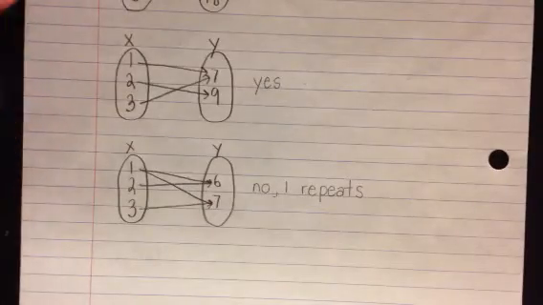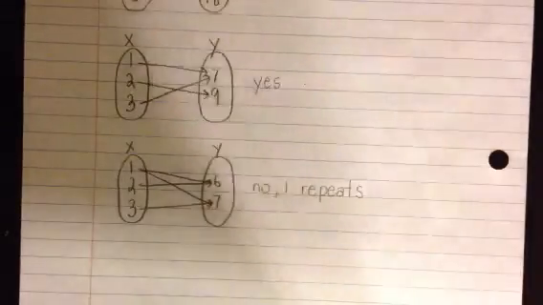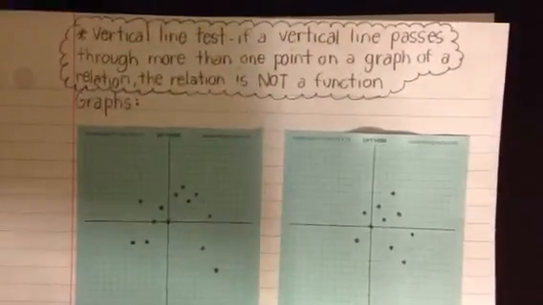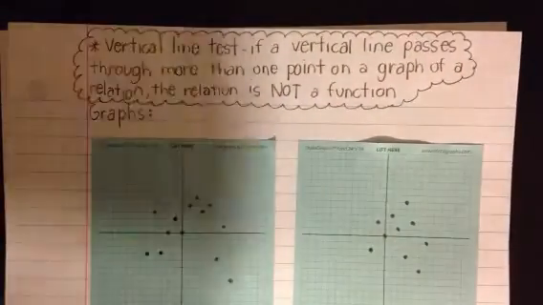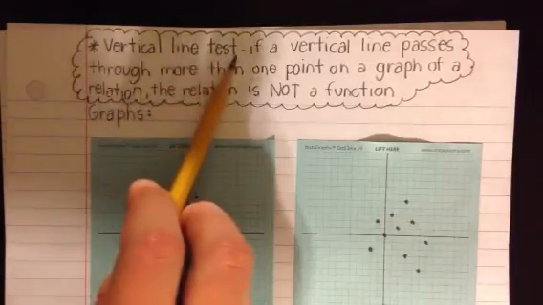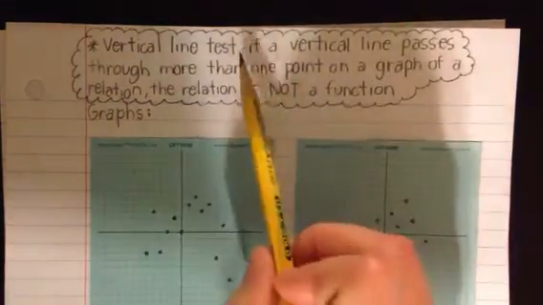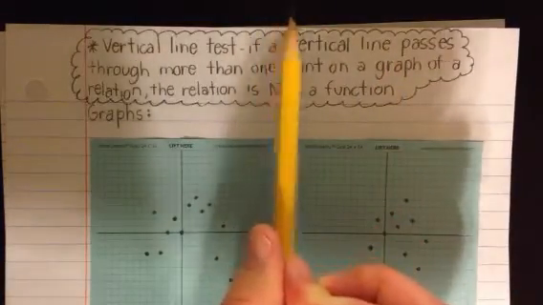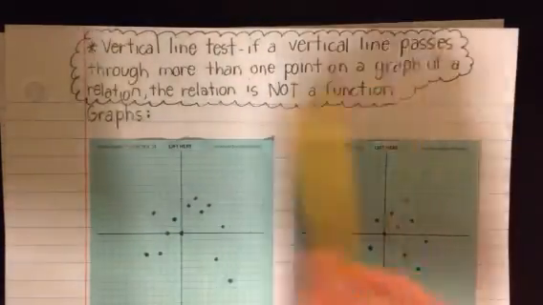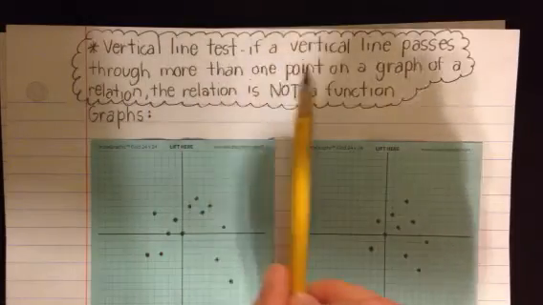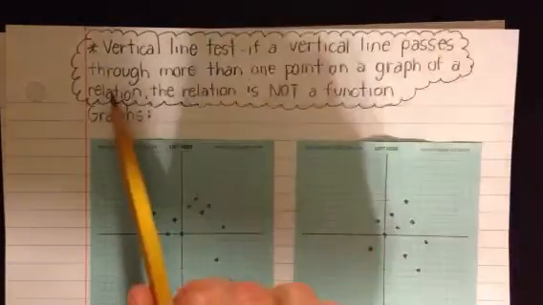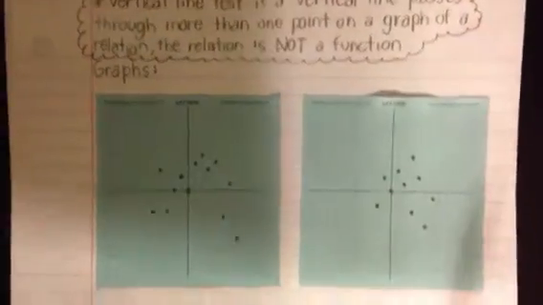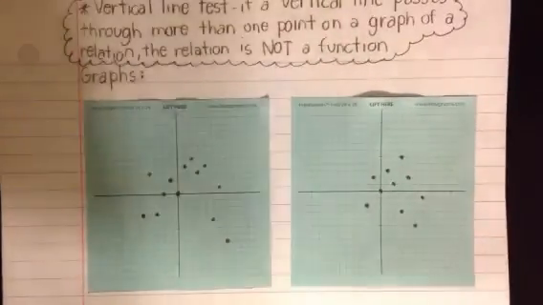Alright, and last but not least, I couldn't fit it on this page. Let's talk about graphs. At the top of the page for graphs, I want you to write the vertical line test: if a vertical line, remember vertical means up and down, so like your pencil right now, passes through more than one point on a graph of a relation, the relation is not a function. So let's look at these graphs and put those words to use.